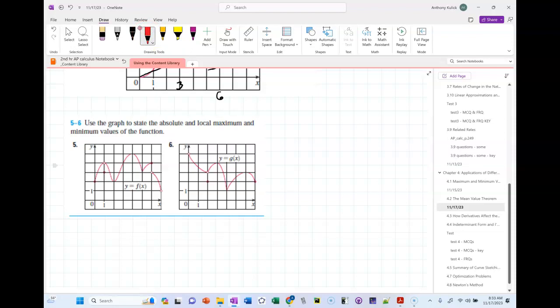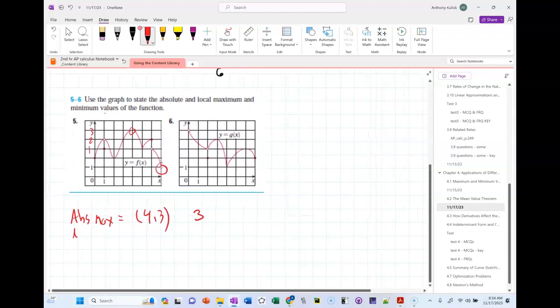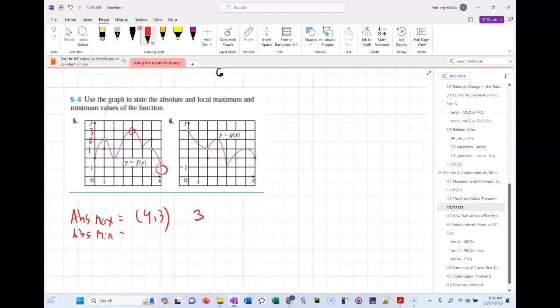So the absolute highest point is here. So that's 1, 2, 3, and maybe let's write down a point. 2, 3, 4. So that's happening at (4, 3). I guess if it wants the values, it would be 3. If I look at our lowest overall point, it's here, but it's open. So is there an absolute minimum? There is not, because you can get as close as you want to -1, but never actually get there.